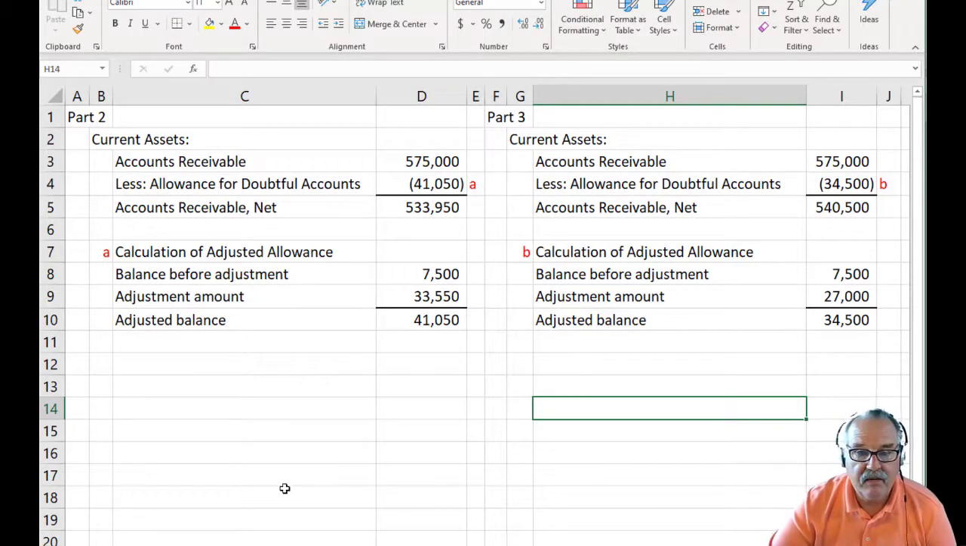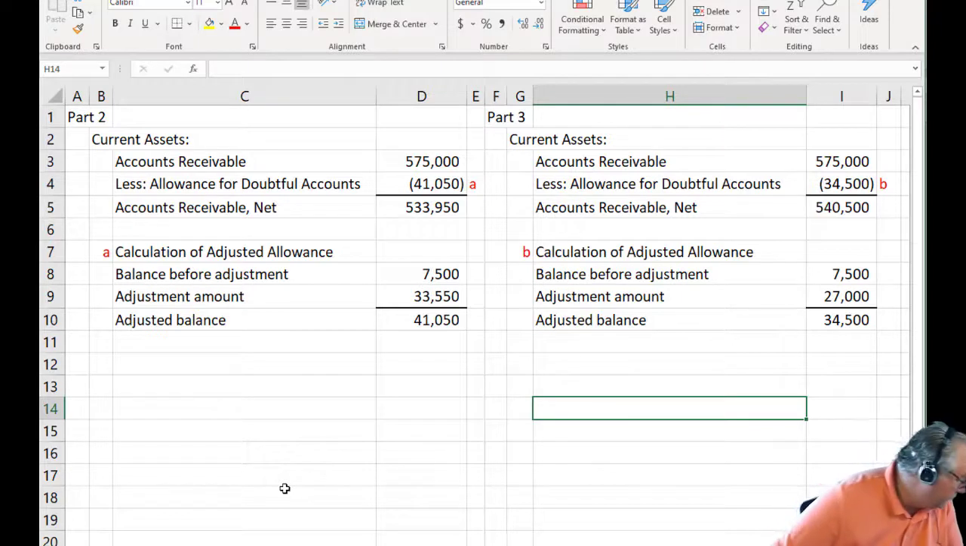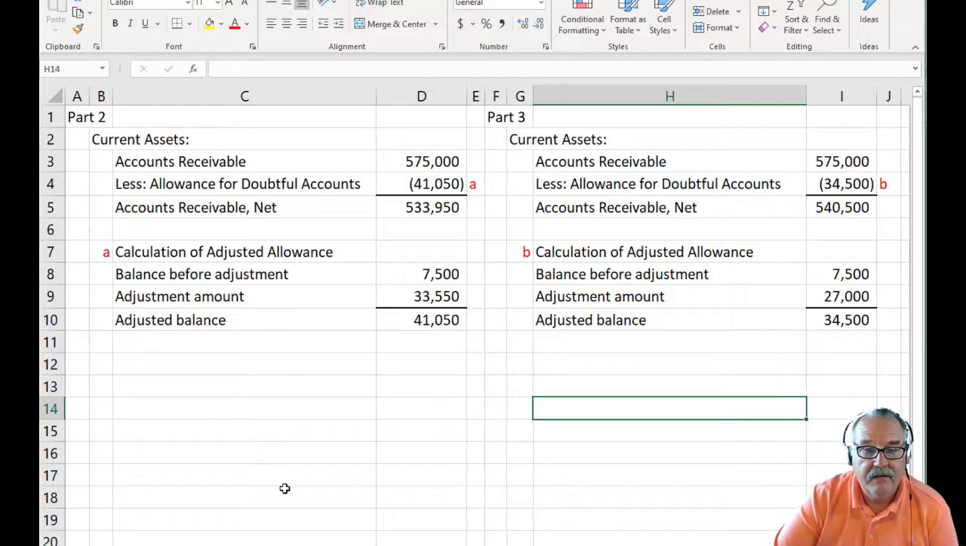So this has been for scenario A. This is requirement number 2 and 3, where they've asked us to calculate the net realizable value for these two different scenarios. Part 2 is for the A scenario, part 3 is for the C scenario, and this is what it would be.